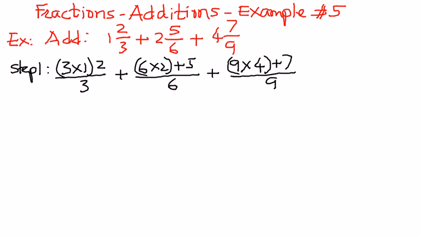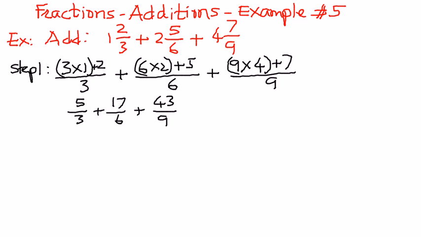So the way we simplify this is as follows. 3 times 1 is 3. 3 plus 2 is equal to 5. 5 divided by 3. Then 6 times 2 is 12. 12 plus 5 is equal to 17, divided by 6. And for the third number, 9 times 4 is 36. 36 plus 7 is equal to 43, divided by 9.